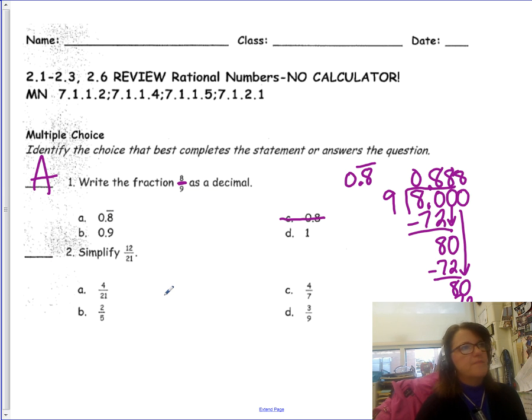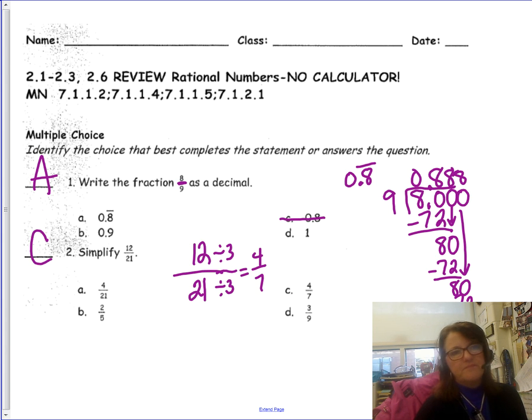Okay, choose A. 12/21. Simplest form. Okay, so you have to start thinking, what are common factors of both 12 and 21? Say, aha, 2 doesn't work because 21's odd, but 3 does. Do you remember the trick for 3s? Add the digits together, and if that's divisible by 3, the whole number is. Okay, here we go. My new numerator is 4. My new denominator in simplest form is 7. That is C. Next.